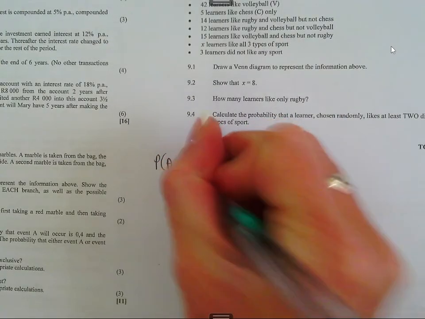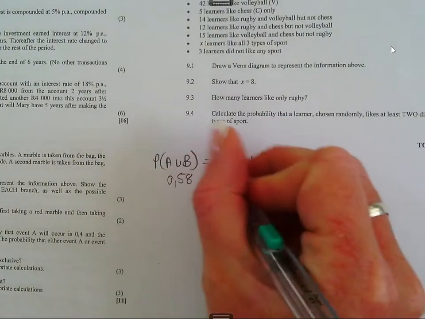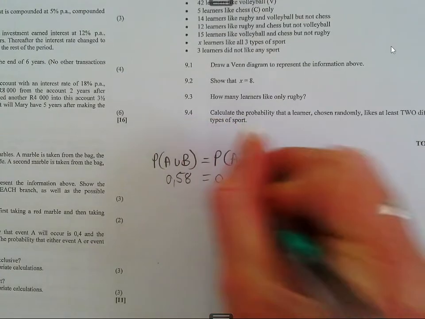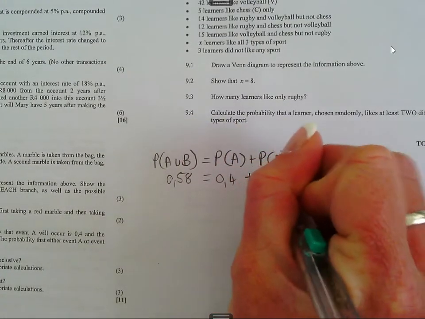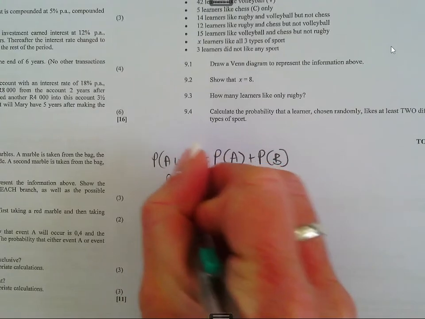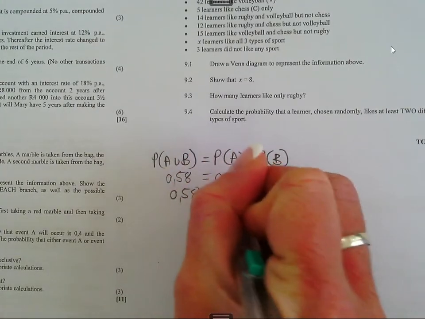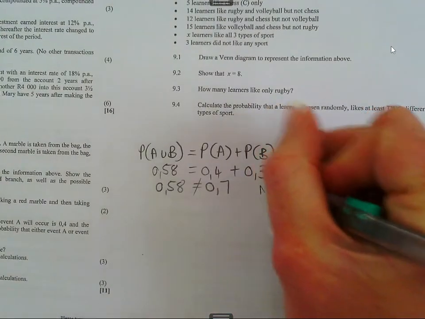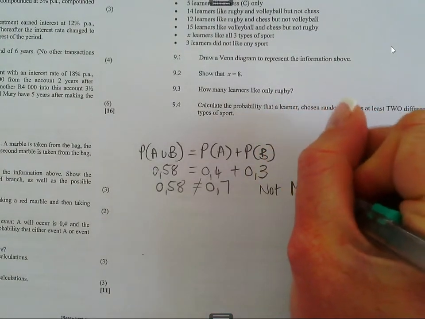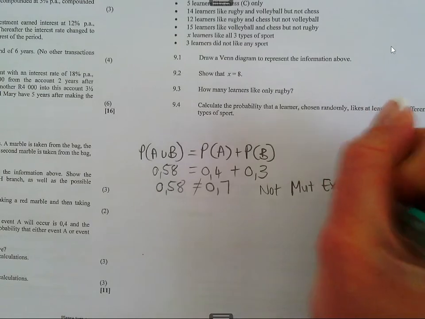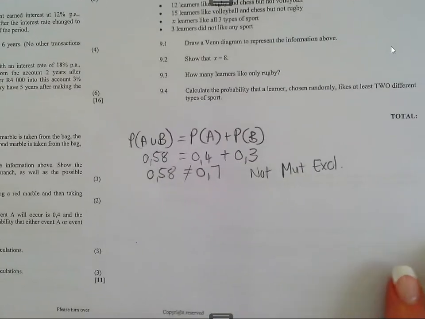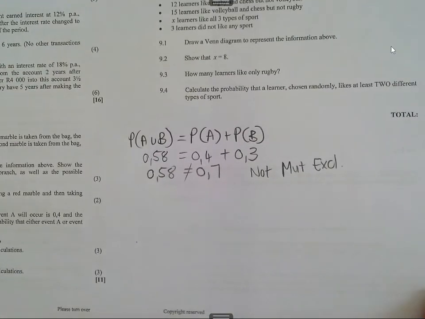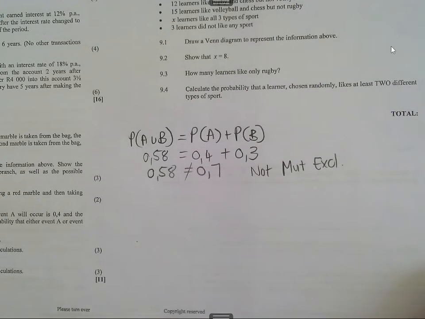Or is 0.58. A is 0,4. B is, what is 0,4 plus 0,3? So is it true? No. Therefore, not mutually exclusive. It's not hard. But if you don't know the equations, it's very hard.